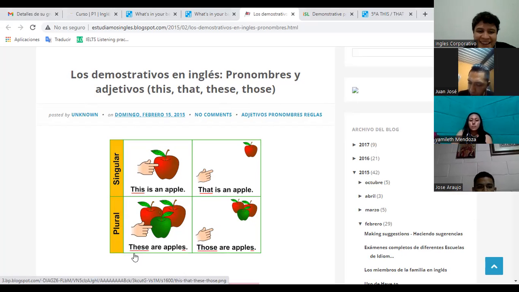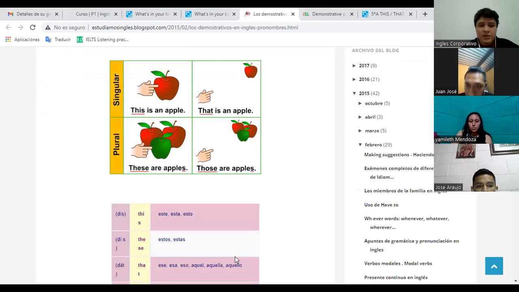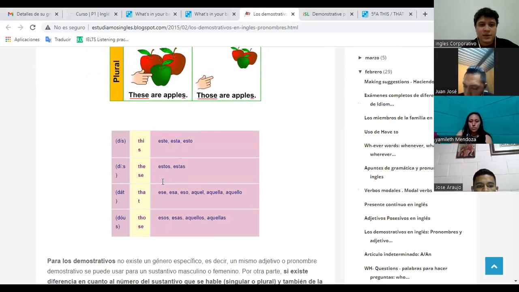And we have these. This es para dos o más cosas, right? Plural. These are apples. Y tenemos those. Those are apples, okay? Those. Son dos o más cosas que están lejos, right? Esas son manzanas. These are apples. Estas son manzanas. Those are apples. Esas son manzanas, okay? So here we have what this means, okay?